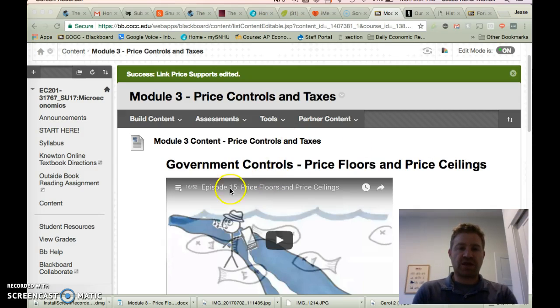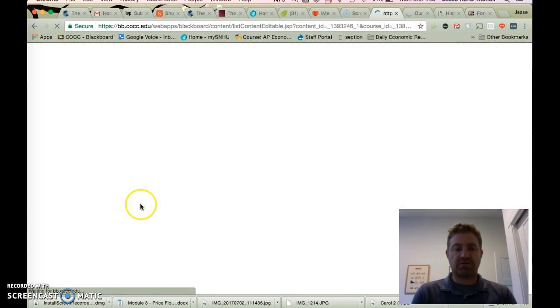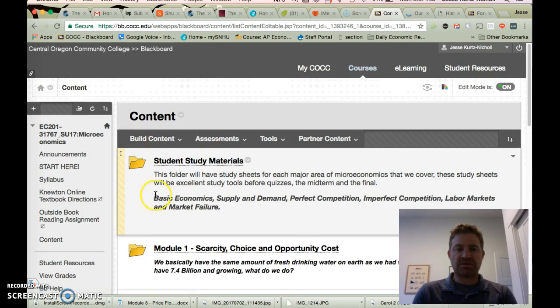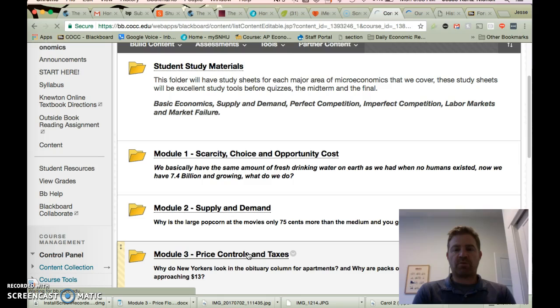I do want to show you that if you want to make sure that you feel comfortable with supply and demand, because it is such a fundamental thing, if you go into content, and I'm going to highlight this student study materials folder, it has great review sheets for both the basic economics, which occurred in module 1, and supply and demand, which occurred in module 2. It has these other ones also, but we are not there yet in the course, obviously. So let's take a look at what we're gonna do this week.